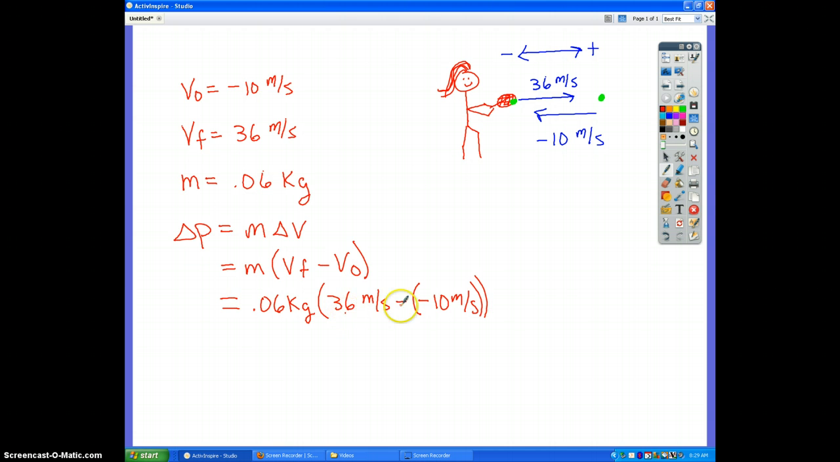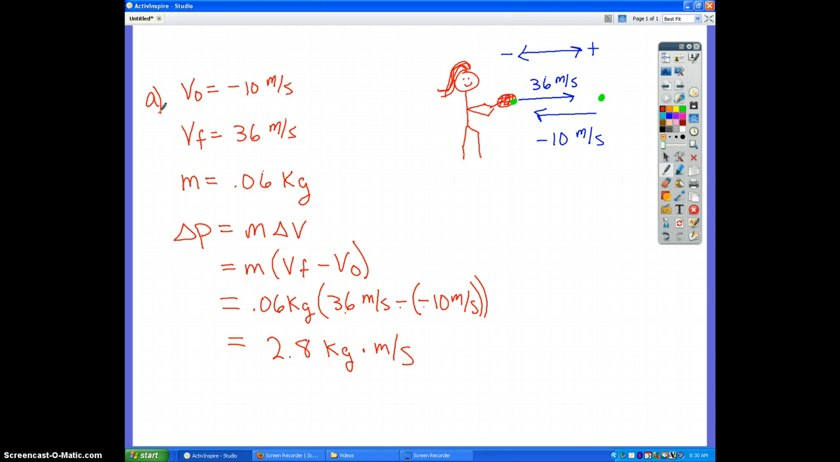We just take the 36 minus negative 10, and that will give us that 46 change. When you do your math, you should end up with 2.8 kilograms times a meter per second. And that was part A of this problem.